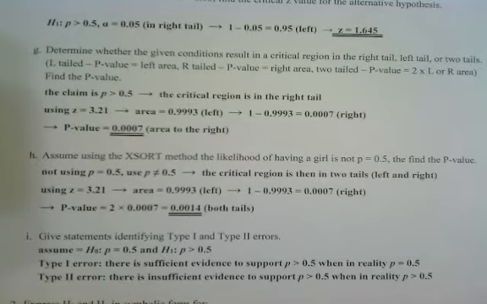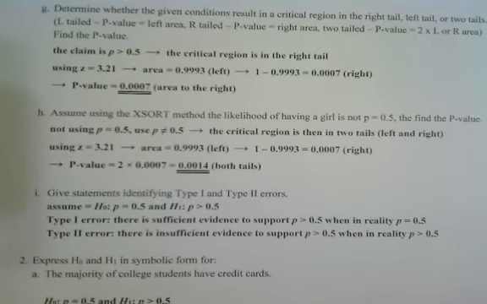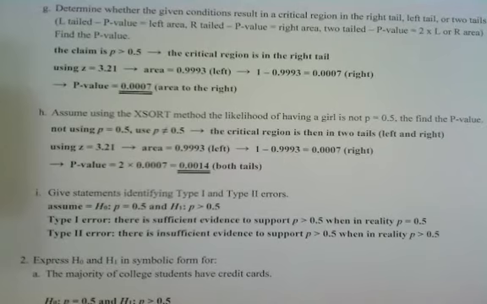Alright, so now we're going to move to some other examples. Let's suppose that we want to find the null hypothesis, H0 and H1, in the symbolic form for, here's our claim, the majority of college students have credit cards. So notice alternative goes with the claim. P greater than 0.5, that would be the majority. Notice the null hypothesis goes with equals to.